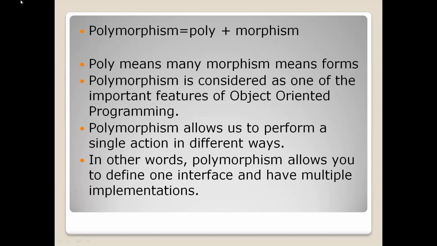So polymorphism is considered one of the most important features of object-oriented programming, right? Polymorphism allows us to perform a single action in different ways. So we can use a single thing and make use of that single thing in many actions by using the concept called polymorphism, right? In other words, polymorphism allows you to define one interface and have multiple implementations.